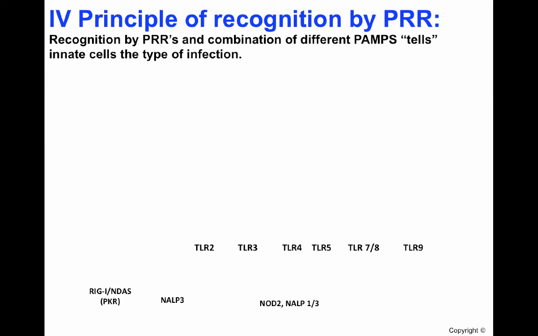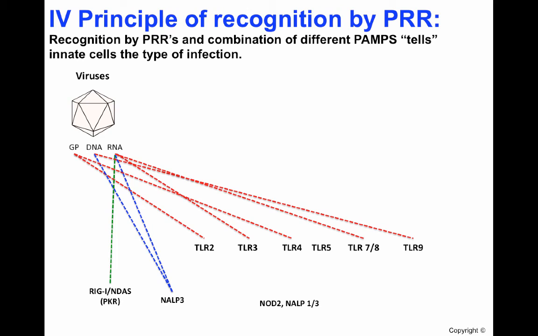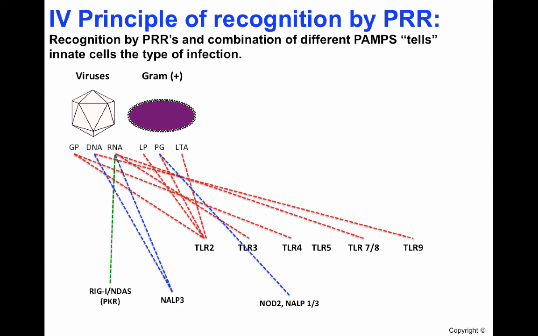Recognition by PRRs and combination of different PAMPs tells innate cells the type of infection. For example, viruses have different PAMPs, which include glycoproteins, DNA, and RNA, and they can be recognized by different TLRs or proteins like RIG. Similarly, gram-positive bacteria have different PAMPs, such as lipoproteins and lipoteichoic acid. These are recognized by other TLRs and molecules of the immune system. The DNA of gram-positive and negative bacteria is recognized by TLR 9 and NALP3.